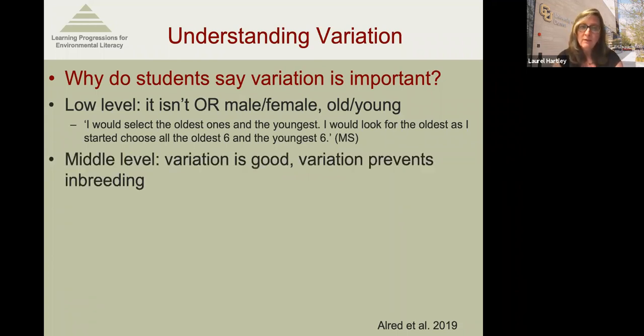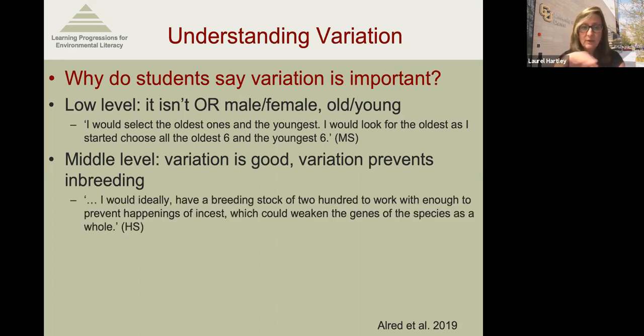In the middle level, they acknowledged that variation is good, but they didn't always give a reason for why variation is good. So diversity is good. And sometimes they would say variation prevents inbreeding. Here's an example: I would ideally have a breeding stock of 200 to work with, enough to prevent happenings of incest, which could weaken the genes of the species as a whole. But weaken the genes is not a very specific explanation of why inbreeding is bad.